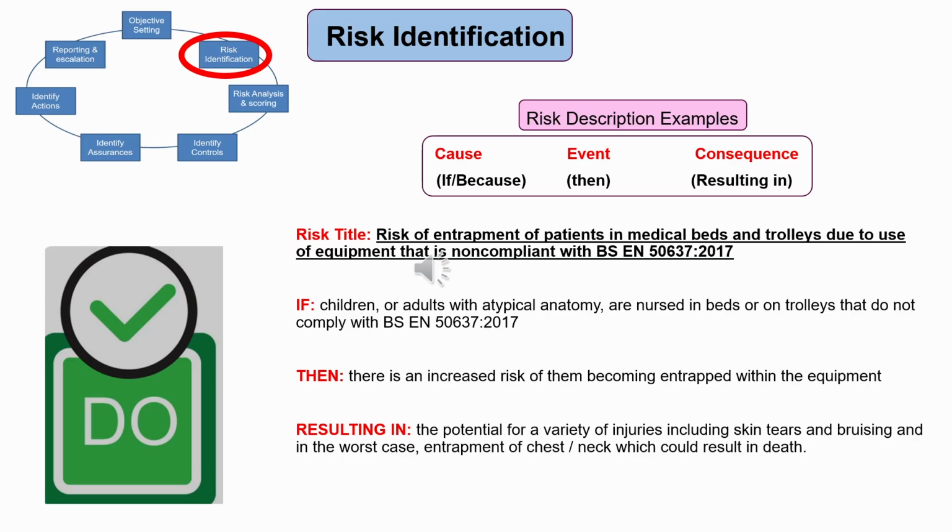If children or adults with atypical anatomy are nursed in beds or on trolleys that do not comply with BS EN 50637:2017, then there is an increased risk of them becoming entrapped within the equipment, resulting in the potential for a variety of injuries, including skin tears and bruising, and in the worst case, entrapment of chest or neck, which could result in death.